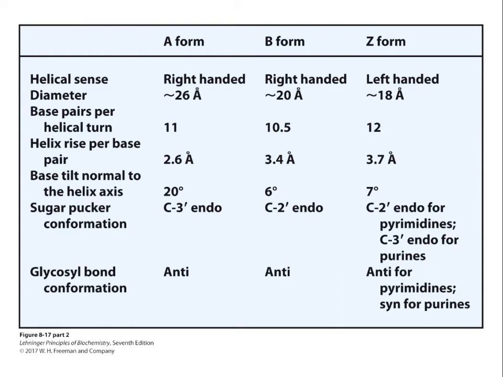The A form is considered right-handed, okay, the helical sense is right-handed. If you grab it with your right hand, your fingers will point to the right. Right-handed is sometimes called clockwise. When you go down the helix, you will go clockwise, okay? This one is clockwise, and this is counterclockwise. That is why they said left-handed.